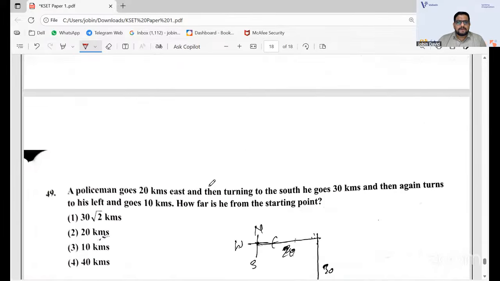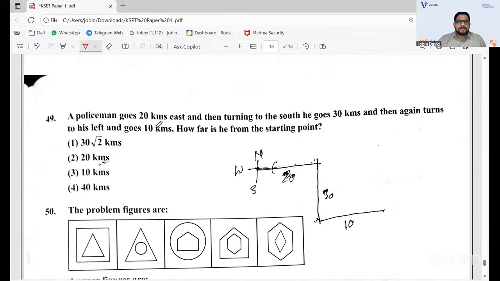And then coming to 49, a policeman goes 20 kilometers east and then turning to the south, he goes 30 kilometers. So the actual figure will be like this. This will be 30, this will be 20, this will be 30, this will be 10. So you can take the entire distance as 10. You can join this here and form a triangle like this.